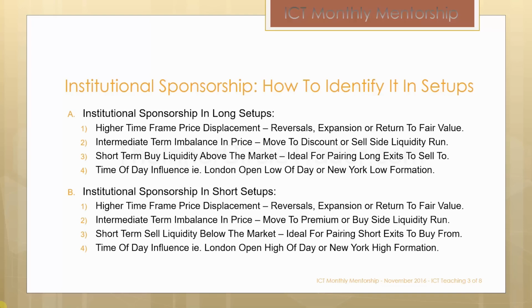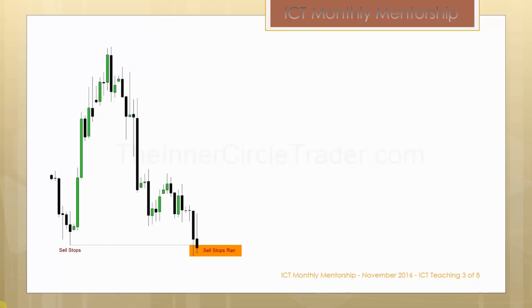We would be looking for time of day influence, i.e. London Open high of day or New York high formation. Okay, we're looking at a higher time frame chart. Okay, just for disclosure's sake, this is a Japanese yen, and we're looking at a daily chart. The criteria is for our setups to be high probability, we have to have institutional sponsorship.